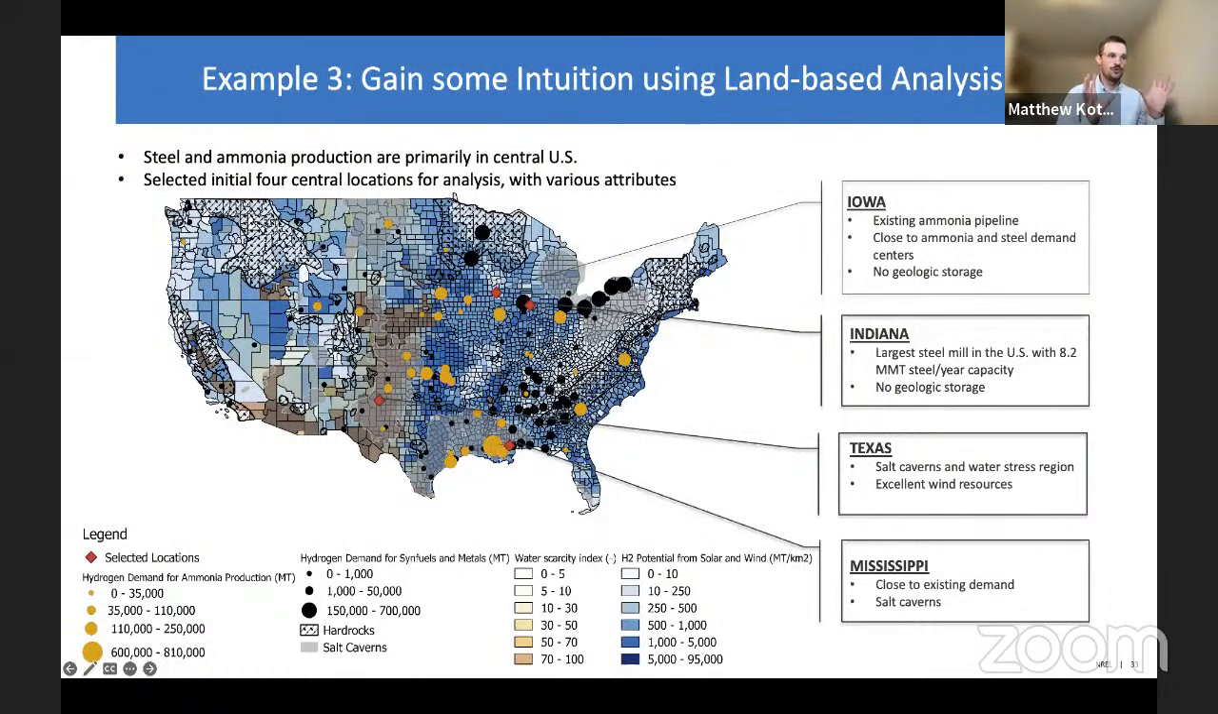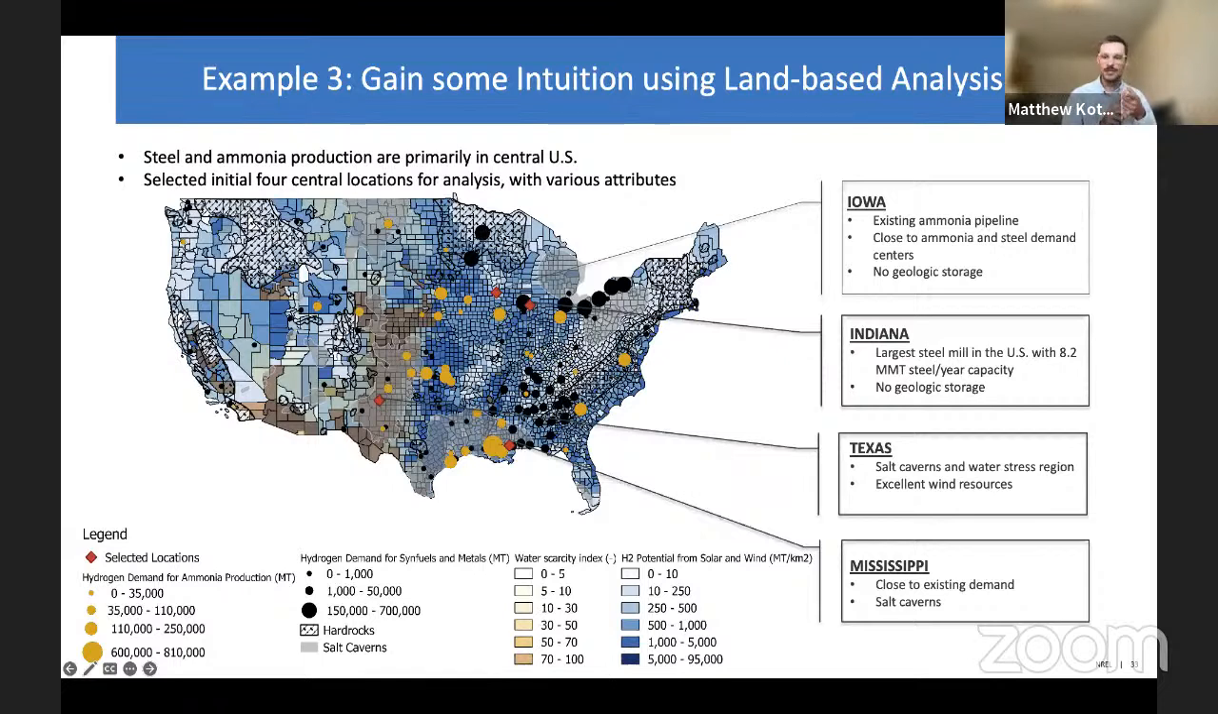This slide, more so, we want to use to show how spatial variability can impact end use costs. Now we have 4 different examples here. We have Iowa, Indiana, Texas, and Mississippi. All of these have been chosen because they have different considerations and characteristics that could impact end use costs. Iowa, for example, has really great natural resources. However, there's no geologic storage, and it's also close to demand, and there is existing infrastructure there.